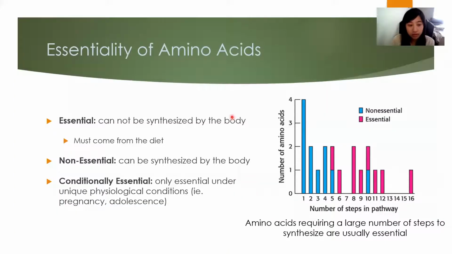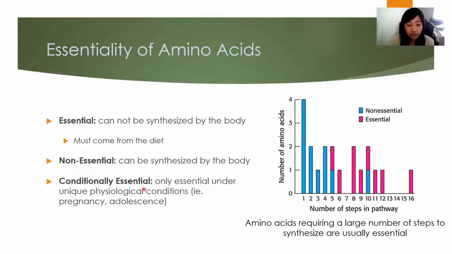So let's get started. Amino acids can be categorized as essential, non-essential, or conditionally essential amino acids. Essential amino acids are those that cannot be made by the human body and therefore must come from the diet. Non-essential amino acids are those that can be made by the body, so we possess the correct biosynthetic pathways in order to synthesize these amino acids.